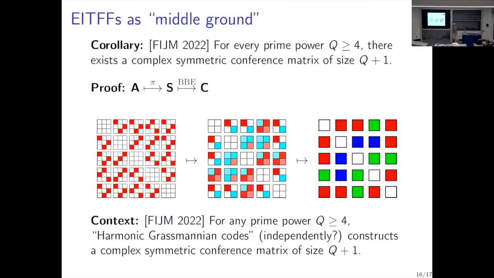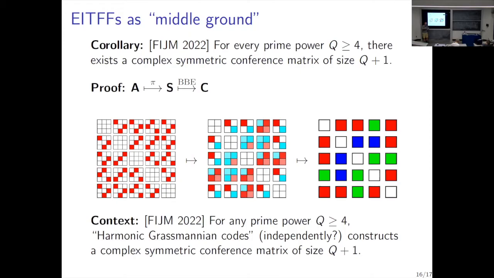And you can actually push the theory through this, where you can take the DRACKN, turn it into the EITFF, and pull back through that other machine to actually construct examples of complex symmetric conference matrices. A lot of us in the frame theory community like to think of EITFFs as a sort of mathematical middle ground, that they're not just algebraic objects. There's a lot of different ways to get there.